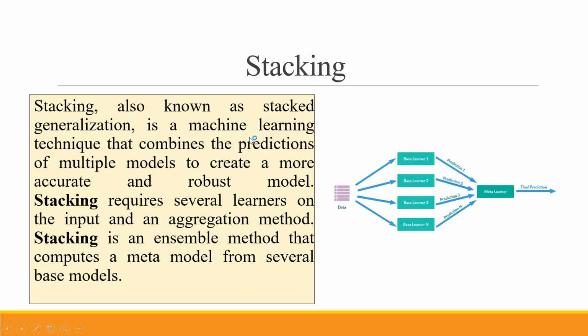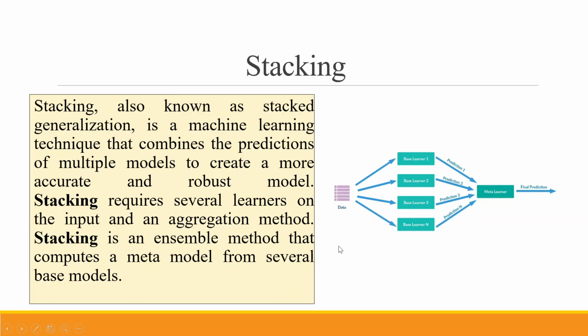Stacking, also known as stacked generalization, is a machine learning technique that combines the predictions of multiple models to create a more accurate and robust model. Stacking requires several learners on the input and an aggregation method. Stacking is an ensemble method that computes a meta model from several base models.